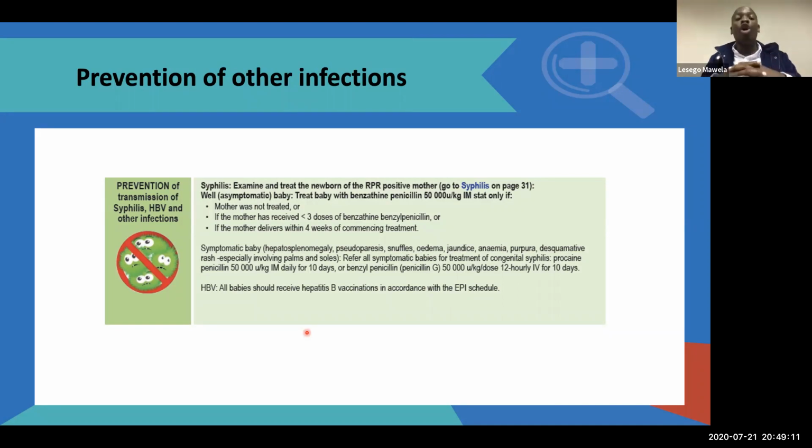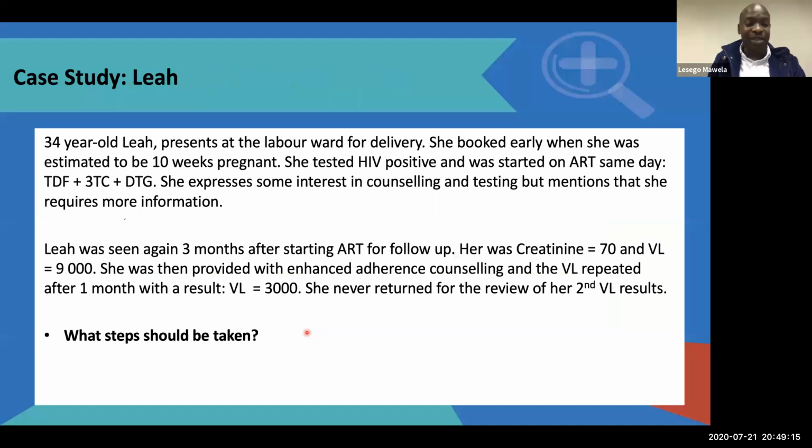Which ones? All infections that we need to check at that point in time. Now, in summarizing, Leah, who was seen antenatally, was started on ARVs very early, during her 3 months visit. After starting ARVs, her viral load was 9,000. She was supported for a month, and then it was repeated 3 months later, but we never saw her again, except now in delivery. What do you want to do with Leah?